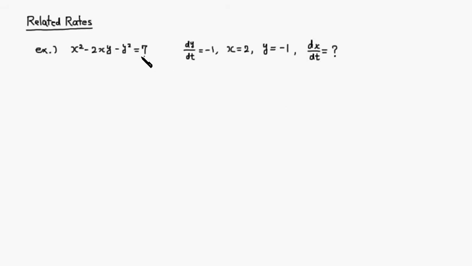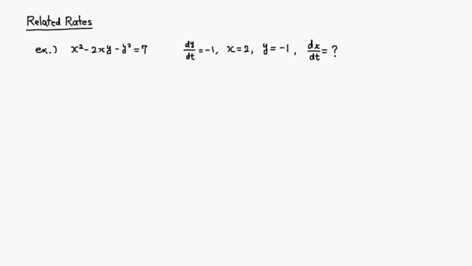All right, so it's probably the easiest to just look at an example. So let's look at this example. We have an equation: x squared minus 2xy minus y squared is equal to 7. Then dy over dt is given to be -1 when x equals 2 and y equals -1. Then when that happens, what would be the value of rate of change of x with respect to t? So that's what we want to find.